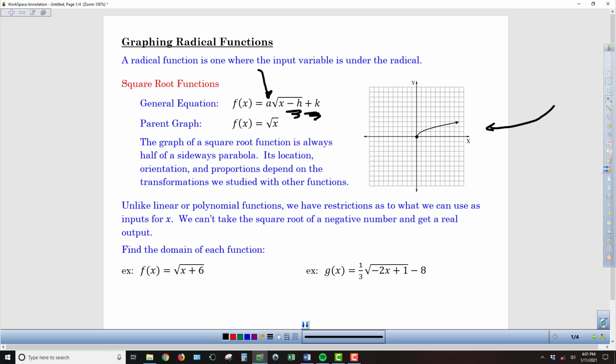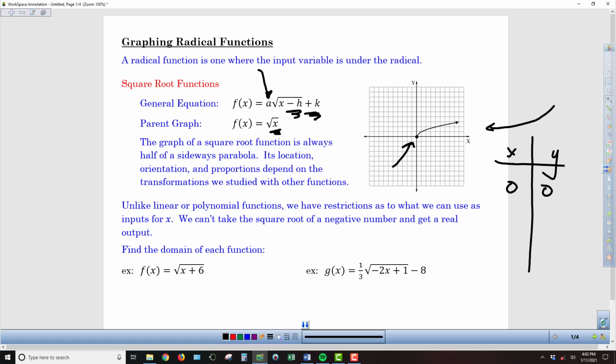It may be helpful for us to make a t-table of possible values that we could plug in for x and see what outputs those generate. Now we're only going to be dealing with real numbers, so I can't plug in any negative numbers for x into the square root of x. The smallest number I could plug in is 0. If I plug in 0 for x, the square root of 0 is 0. And so we can see that our graph starts right here at the origin. We don't have any points to the left of the y-axis because those would be for x values that are negative, which we can't have.